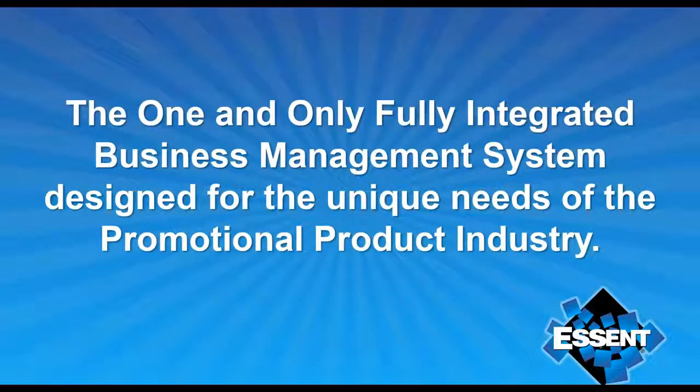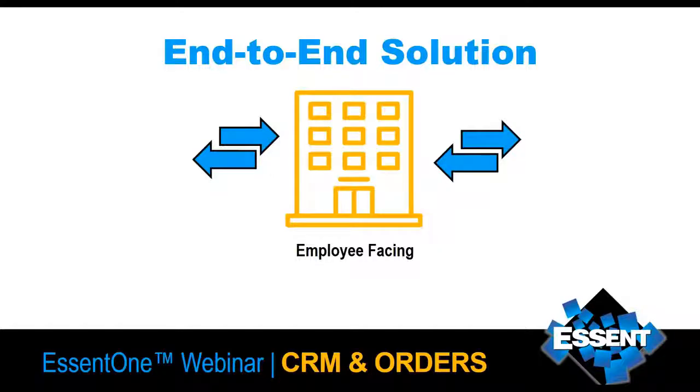EssentOne is a fully integrated business management system. That means that from product research all the way out to accounting, information is going to flow automatically from one step to the next. That puts an end to rekeying data, and it means everyone is going to have the information they need to do what they do best.